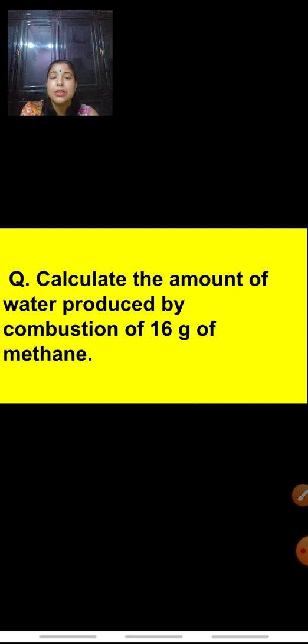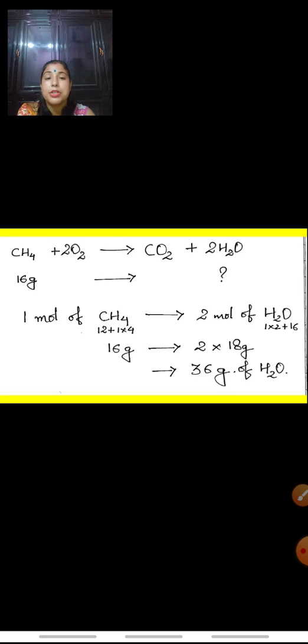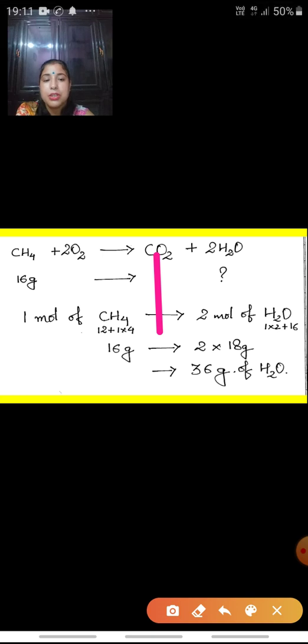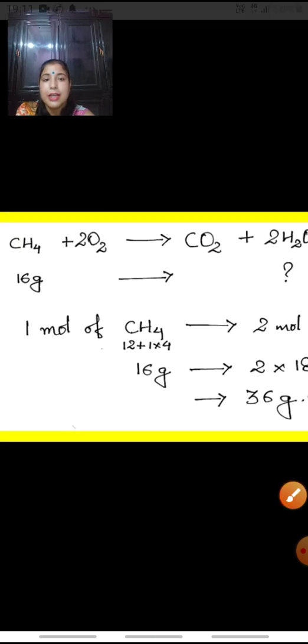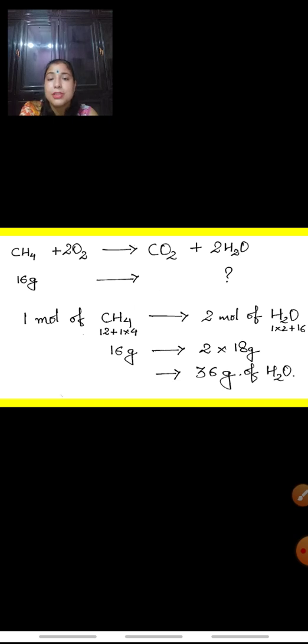The question is: calculate the amount of water produced by combustion of 16 gram of methane. Now first of all you have to use this information to form the chemical equation. Here in this question the same equation will be there. That means you have to write down the chemical equation for the combustion of methane. Now for the combustion of methane, the chemical equation is the same. That is CH4 plus 2O2 gives CO2 plus 2H2O.